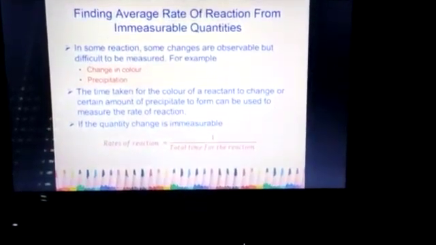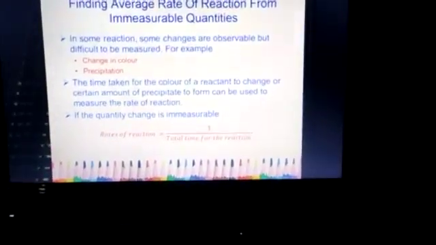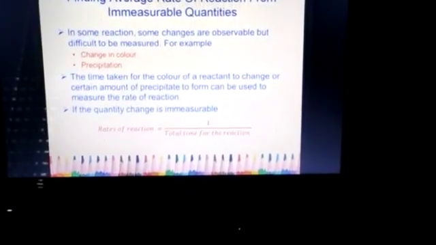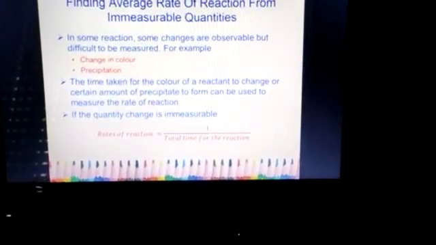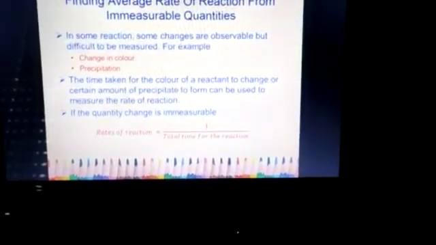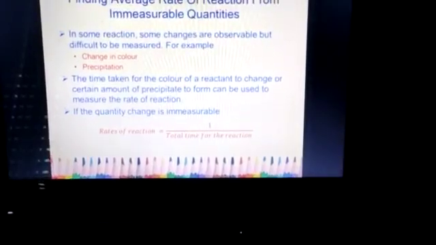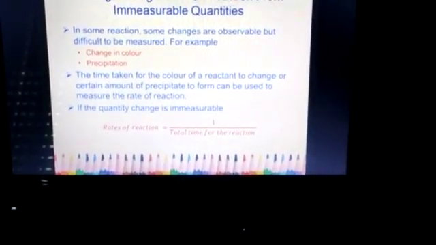In some reactions, some changes are observable but difficult to measure. For example, change in color and precipitation. The time taken for the color of the reactant to change or a certain amount of precipitate to form can be used to measure the rate of the reaction. If the quantity change is immeasurable, the rate of reaction is equal to 1 over the total time for the reaction.